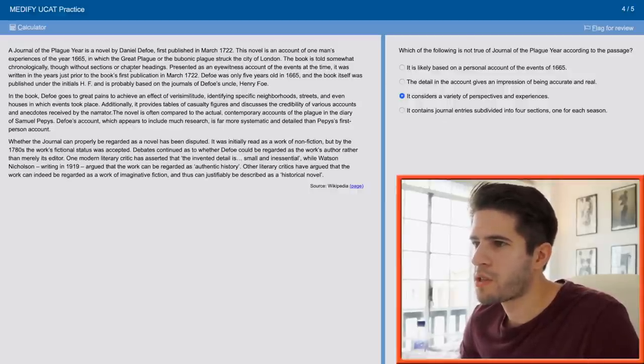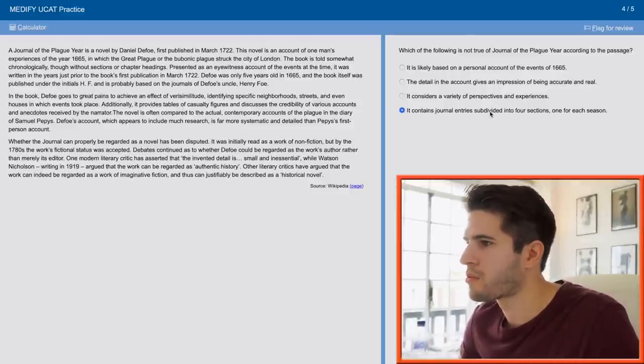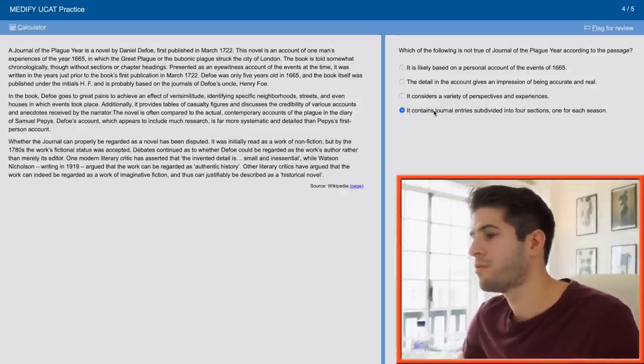The book is told somewhat chronologically, though without sections or chapter headings. And here it says divided into four sections, one for each reason. So this is the false one, which means this might be true. Oh, it does have multiple different experiences though. Okay, fine. Ooh, almost got that wrong.